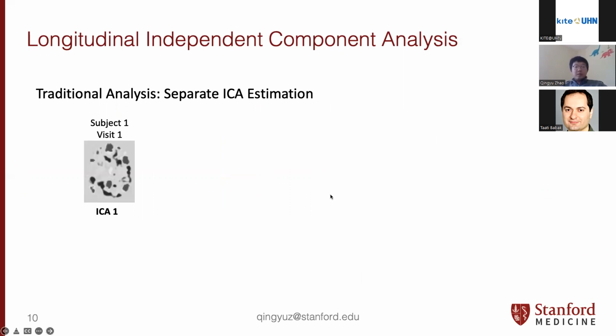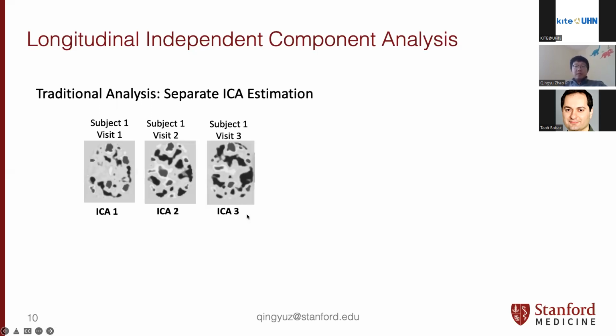For example, you can derive a specific network for the first visit by applying an ICA, and then you apply this ICA again to the second visit to derive another network, and then for the third visit, you do this all over again. However, due to the substantial noise in functional neuroimaging, it is very likely that the resulting estimates exhibit huge variation, sometimes even biologically implausible.